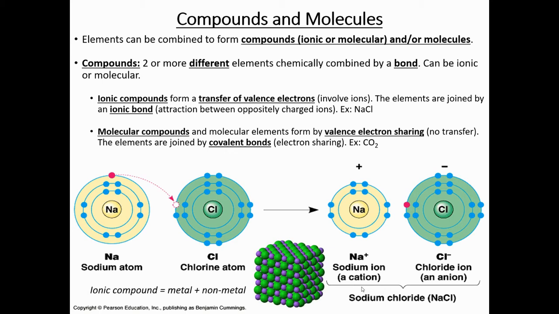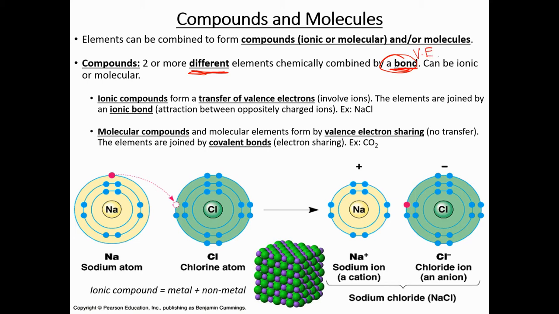It's when you connect two or more different elements. So that's the key word, they're different elements. And they're connected by something called a bond. And that bond is essentially the valence electrons connecting the elements together in some way. So compound: two or more different elements chemically combined by a bond. And so again, that bond is the valence electrons.